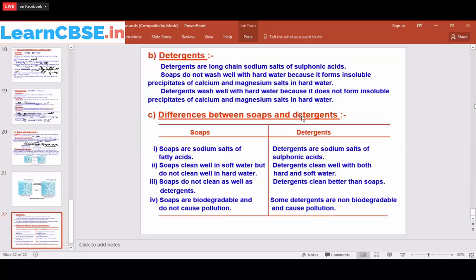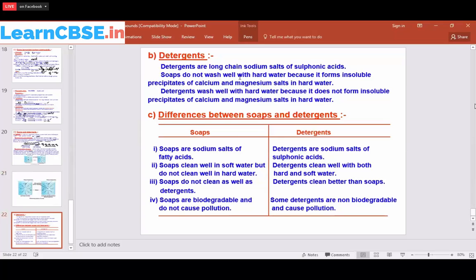Detergents. Till now we have seen the soap. So what is a detergent? Detergents are also the same thing: long chain sodium salts of sulfonic acid. Here some of the atoms we have replaced. That's all. So that makes the detergents.